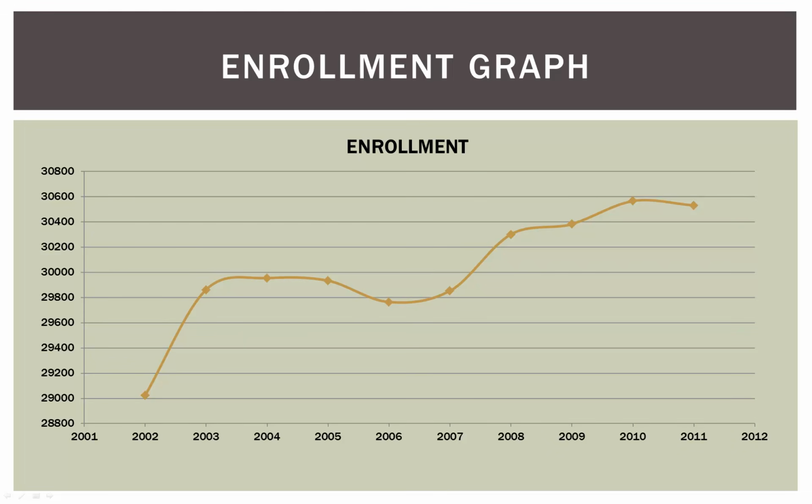Here is a graph of the enrollment from 2002 to 2011. As you can see, we had a low year in 2002. The enrollment shot up quite a bit in 2003, then flattened out. Then we had a little bit of a dip in '06 and '07. And then it rose again from 2008 up through 2010, and 2011 was pretty much the same.